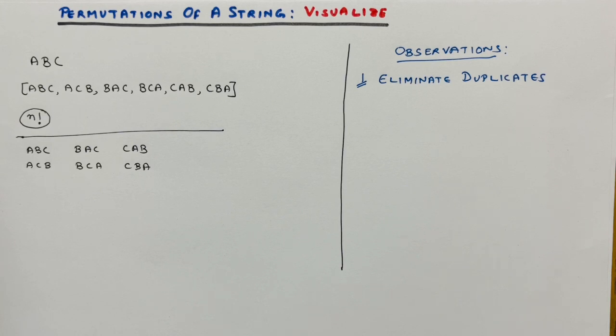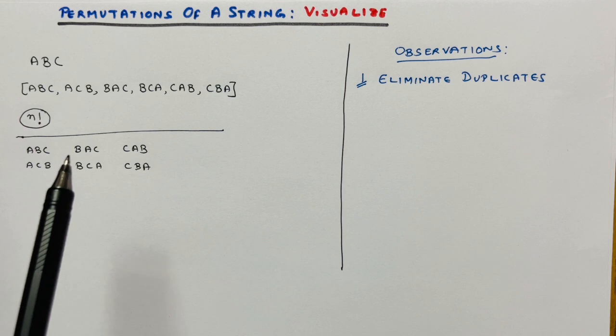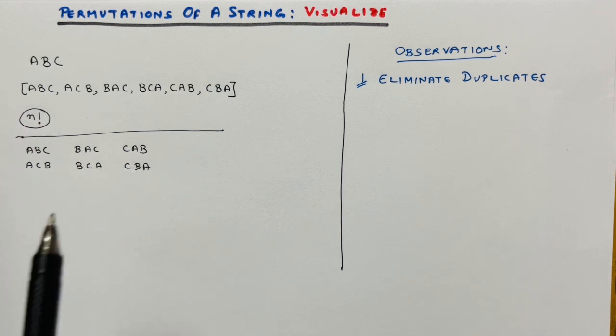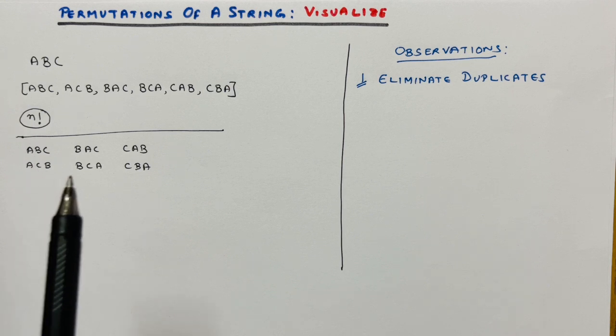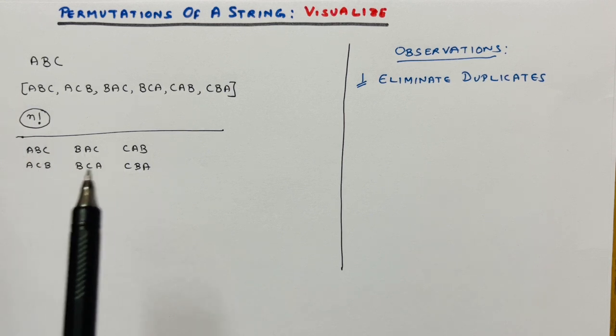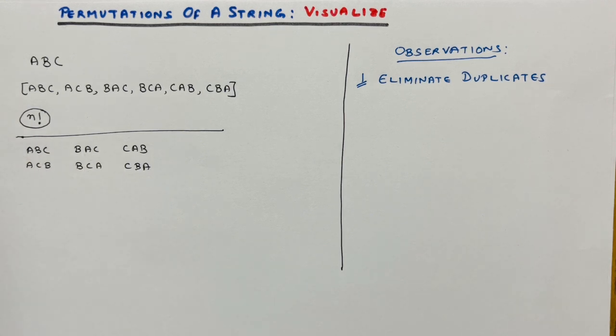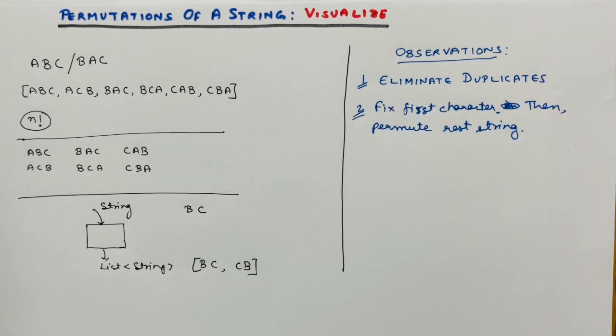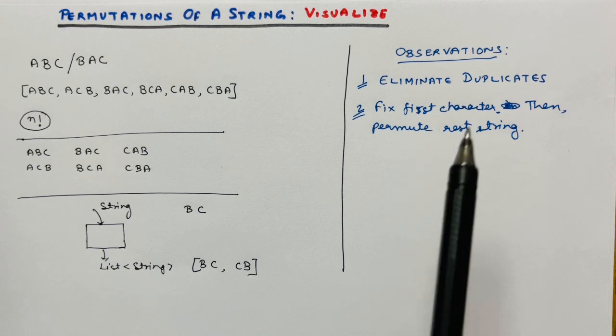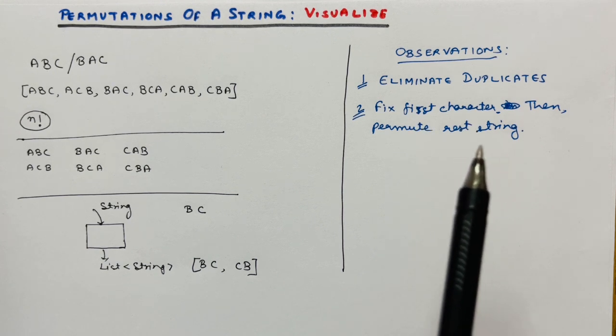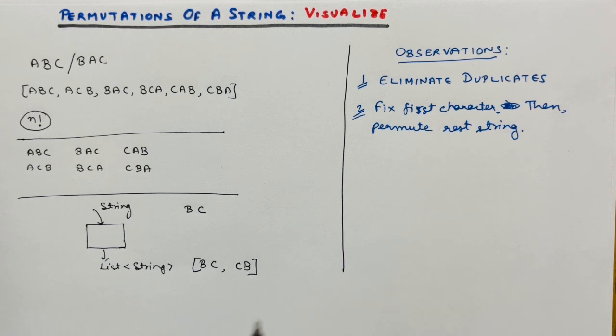So what is happening here is that we are fixing the first character like A, then B and then C. And once we have fixed the first character, we are permuting the rest of the string like BC and CB here, then AC and CA here and so on. So this is our second observation, that we are going to first fix the first character and then we will permute rest of the string.